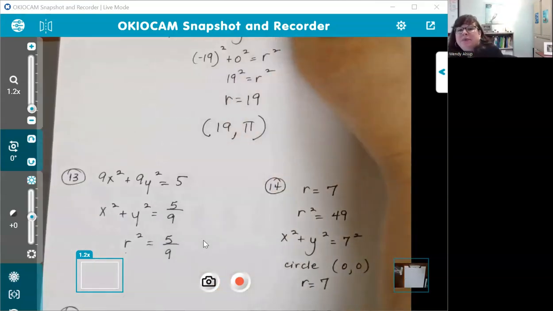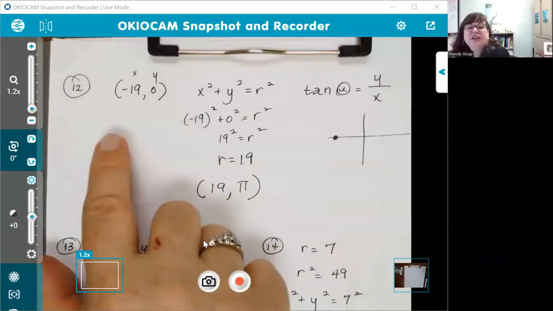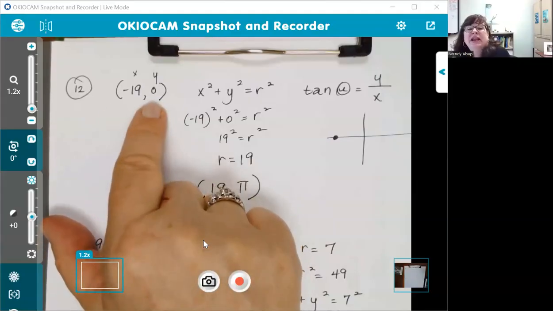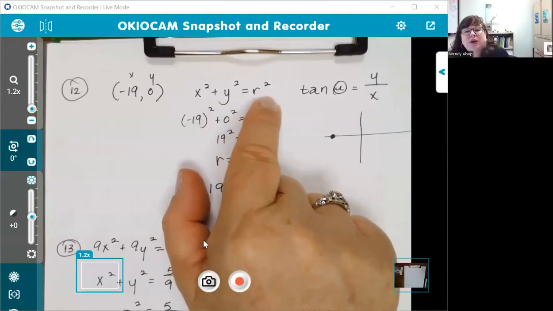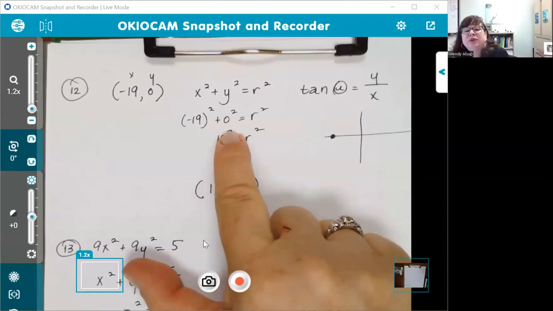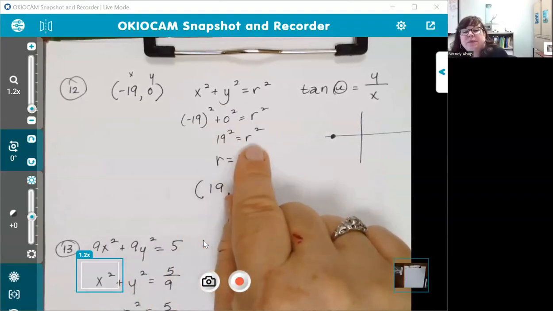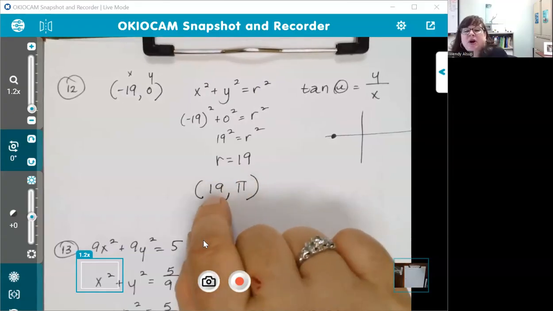Number 12, I was given the x and y coordinates, the rectangular coordinates, (-19, 0). And I use the fact that x squared plus y squared equals r squared to get the r. So (-19) squared plus 0 squared is r squared. Therefore, 19 squared is r squared. r would equal 19. All right, so that's my radius.